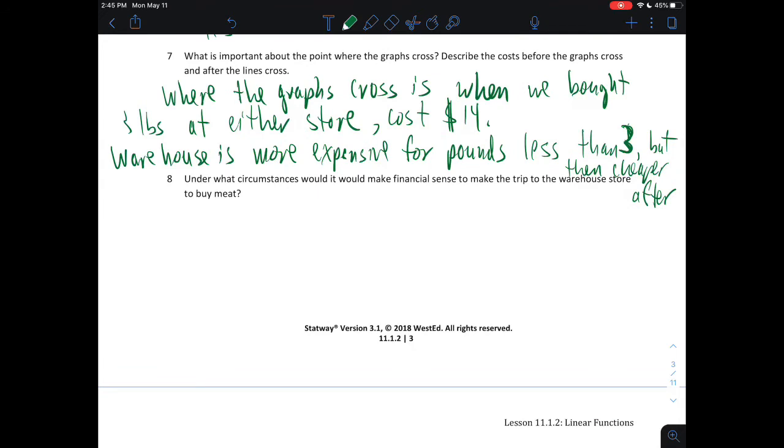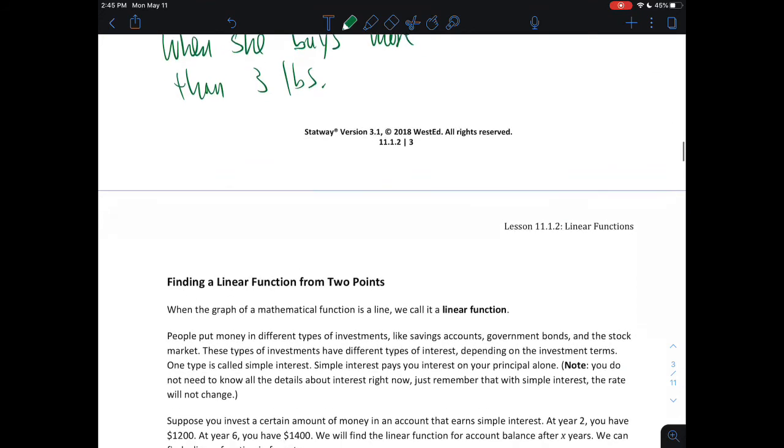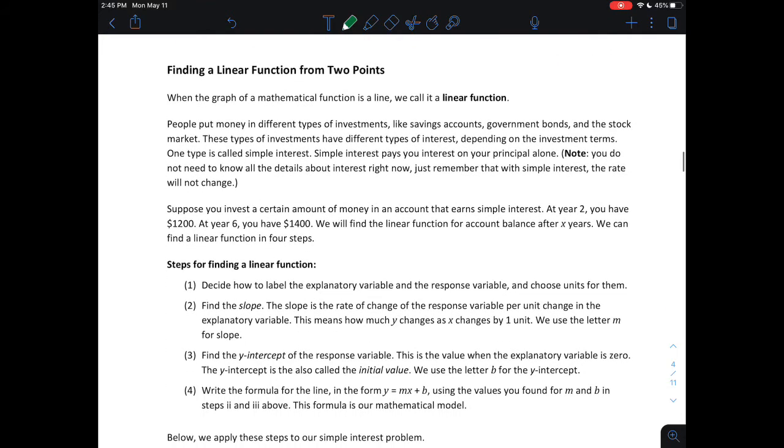All right, number 8. Under what circumstances would it make financial sense to make the trip to the warehouse store to buy meat? When she buys more than 3 pounds. All right, so what we just did was find a linear function from 2 points. When the graph of a mathematical function is a line we call it a linear function. Notice that line is the root word of the word linear.